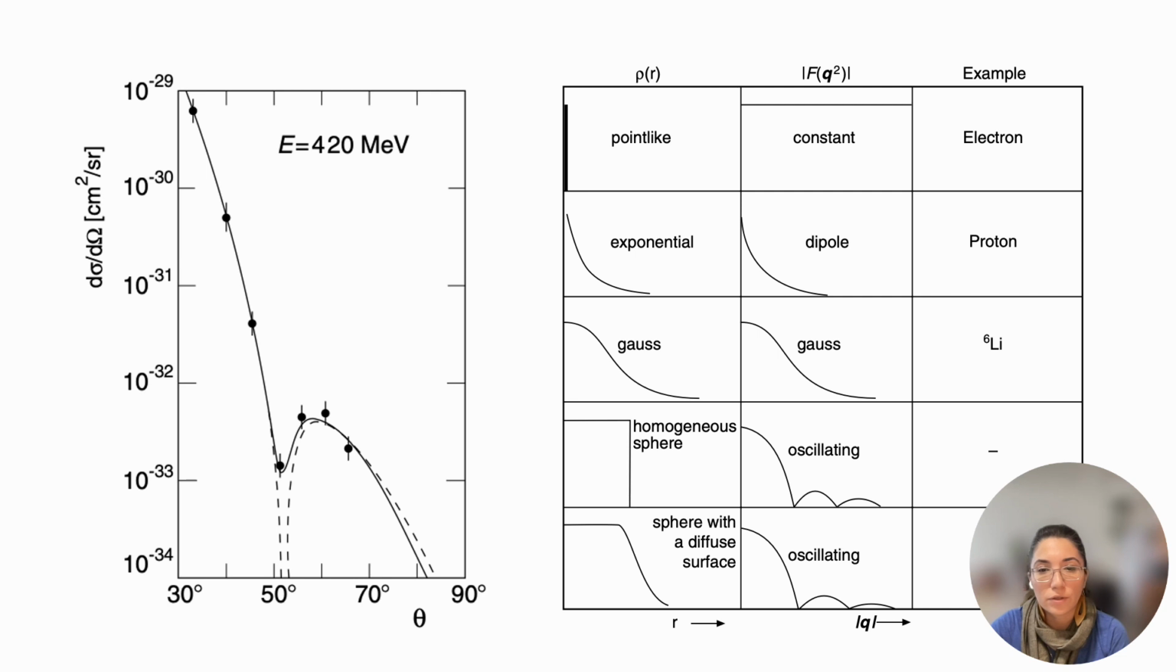And so in this table right here, it shows the relation between the radial charge distribution, rho of r, and the corresponding form factor in the Born approximation. So for example, a constant form factor corresponds to a point-like charged particle, such as an electron, and a dipole form factor corresponds to a non-point-like particle, such as a proton, which falls off exponentially.